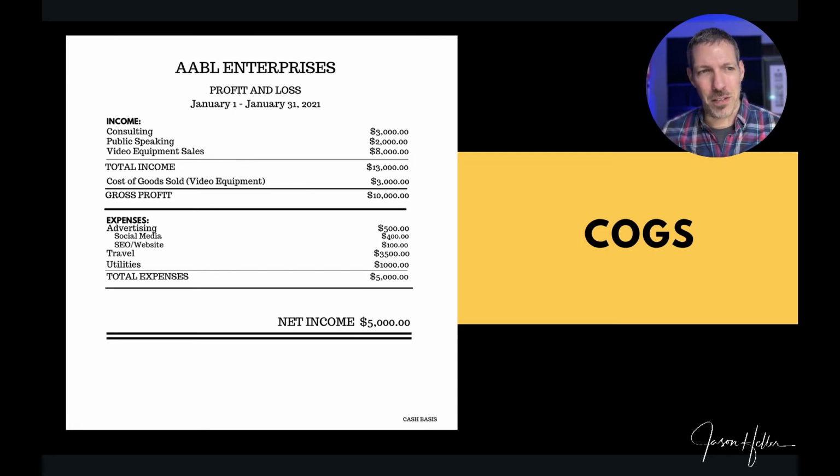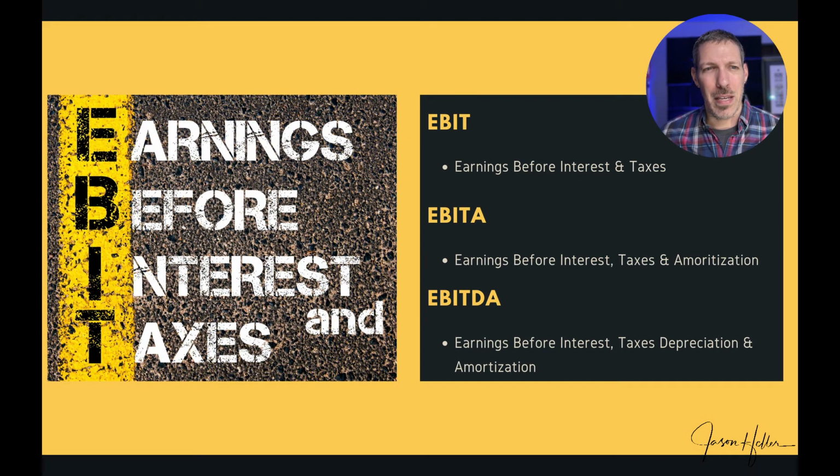And then minus our $5,000 in expenses brings our net income to $5,000. But of course, in business, there's other expenses besides these. And this is where EBIT comes in. And there's three different acronyms that essentially cover the same thing. So in this case, EBIT is earnings before interest and taxes.